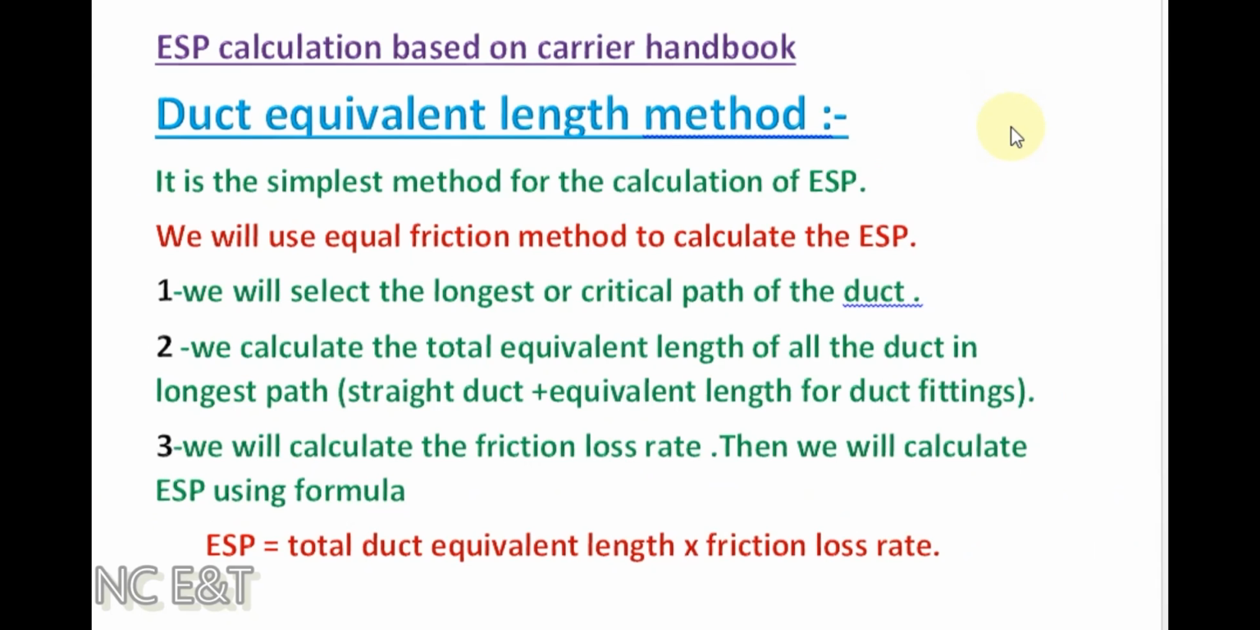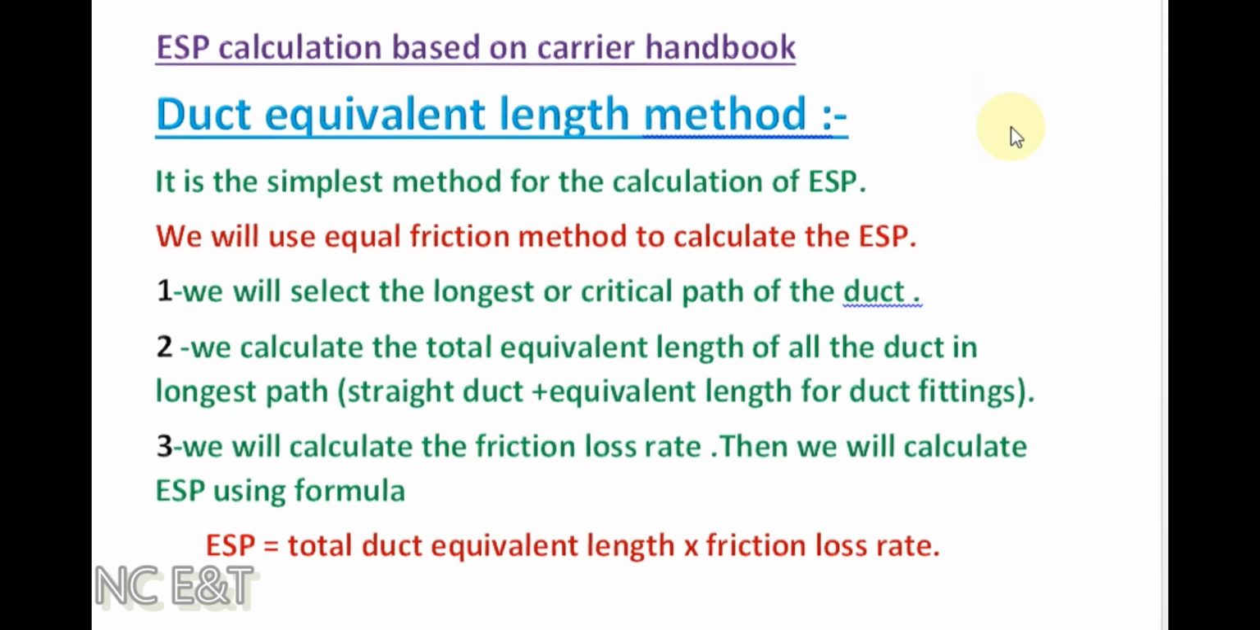In this tutorial, we will study how to calculate the duct external static pressure using the duct equivalent length method that is used in Carrier Handbook. It is the simplest method for the calculation of external static pressure, and we will use the equal friction method in our study. In this method, we follow the following three steps.